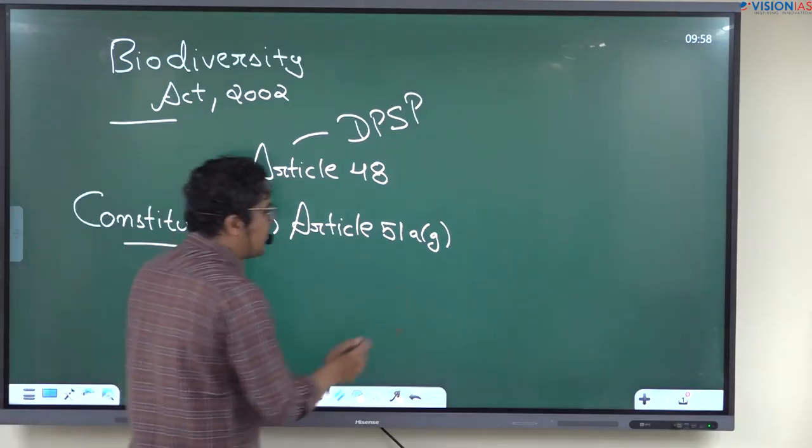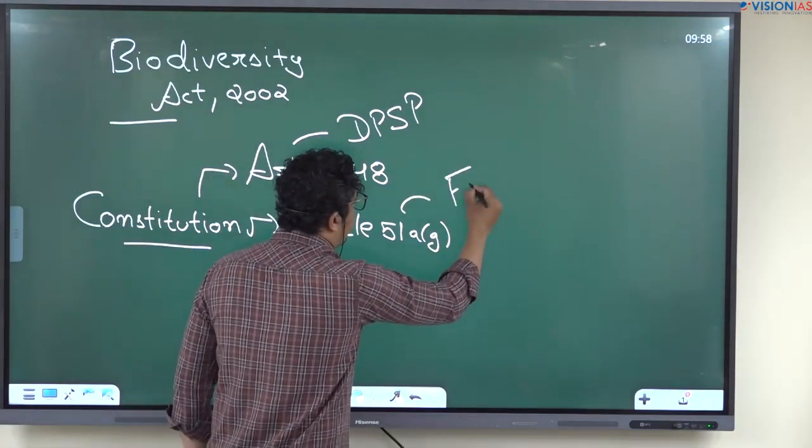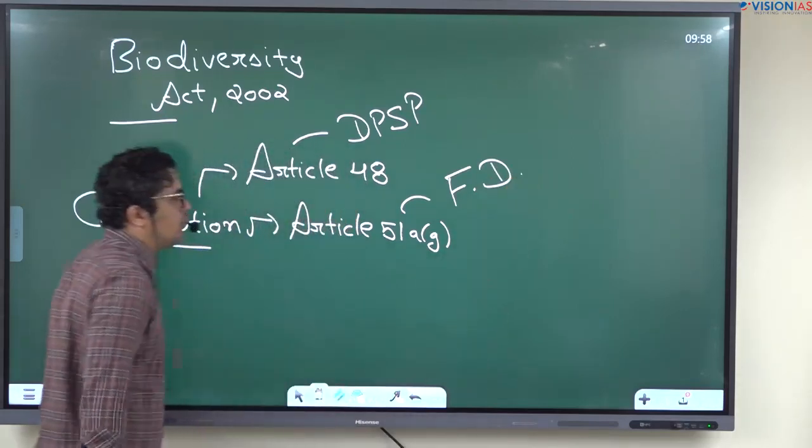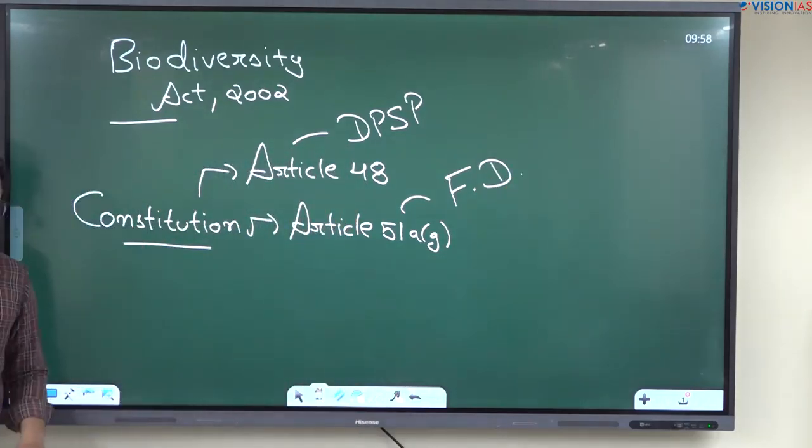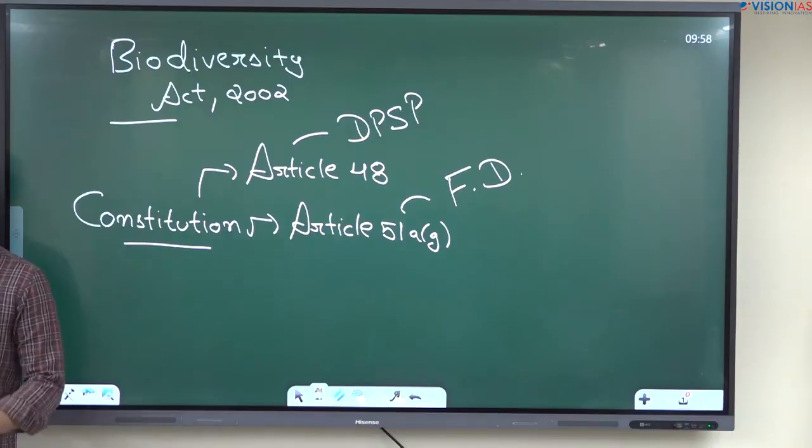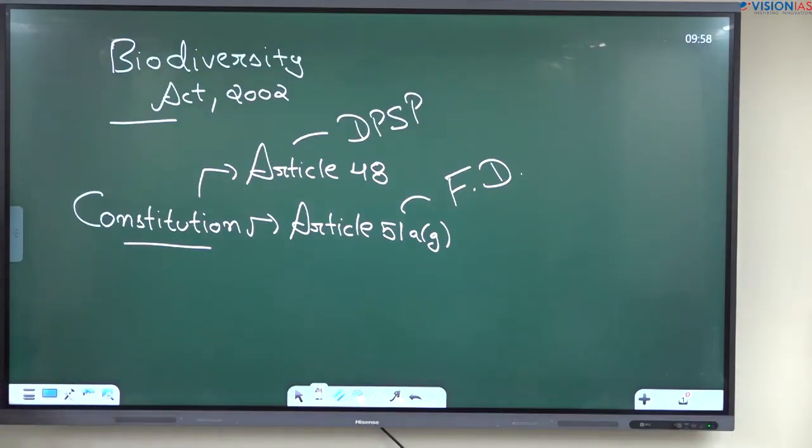Article 51A, subsection G, is your fundamental duty. So what is the fundamental duty of every citizen? To protect the environment. This is the fundamental duty of every Indian citizen, to protect the environment and wildlife, and have compassion for living beings. So directly, environment conservation is mentioned here in the Constitution.